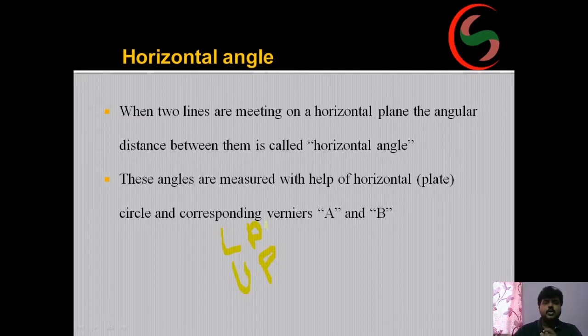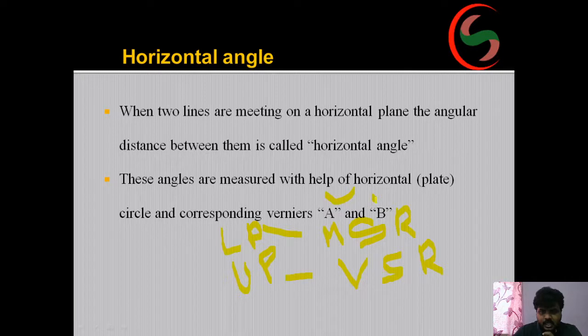What does the lower plate consist of? Main scale reading. What does the upper plate consist of? Vernier scale reading. Now here, how many verniers are there? Two: vernier A and vernier B.